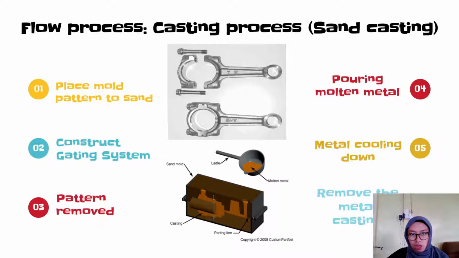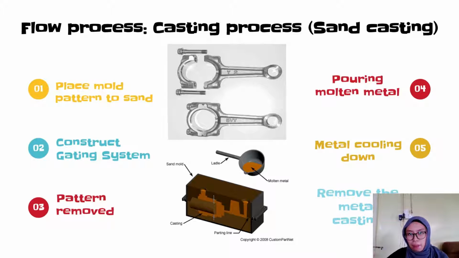Two boxes are opened and the pattern is removed with the help of a draw spike. Why is this pattern removed? Because inside the sand it already has the shape of the connecting rod. The fourth step is pouring molten metal into the cavity of the mold. This step uses a screw pin to make a hole in the sand to make it easier to pour molten metal. For this molten metal, we use aluminum alloy with a melting temperature of around 660 degrees Celsius.